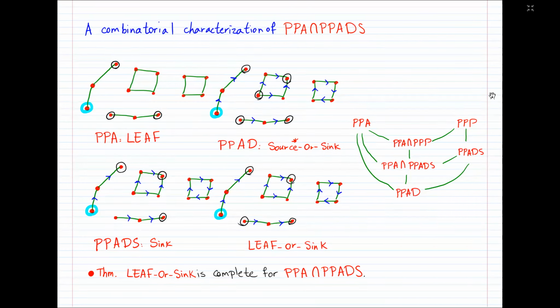That Leaf or Sink is in PPA intersection PPADS is easy from these pictures. For the hardness part, let's assume that you have a PPA instance and a PPADS instance, which is a leaf instance and a sink instance. We take the leaf instance and put arbitrary directions over its edges, but this new graph is not necessarily a Leaf or Sink instance. We use the PPADS instance to somehow resolve the problems that might appear here, to get a real Leaf or Sink instance.